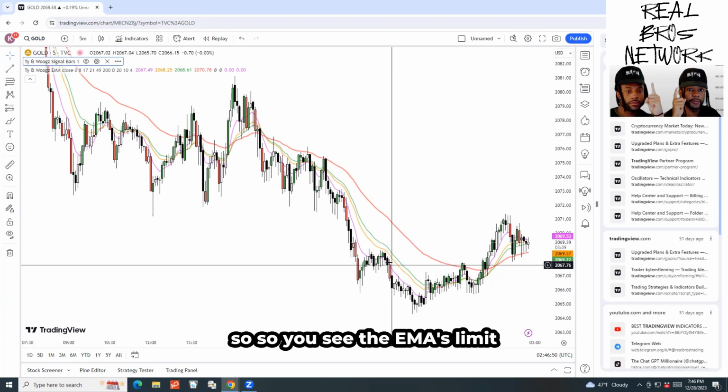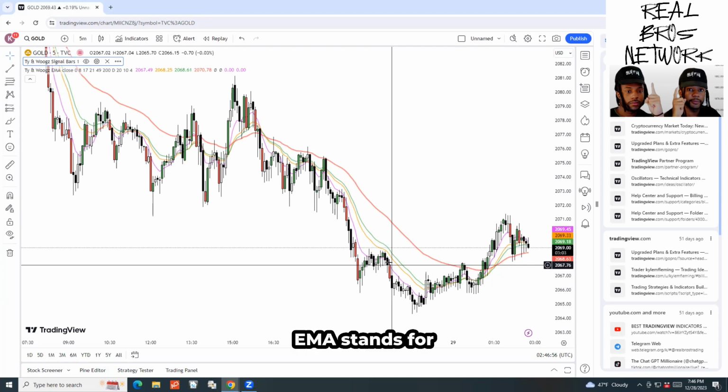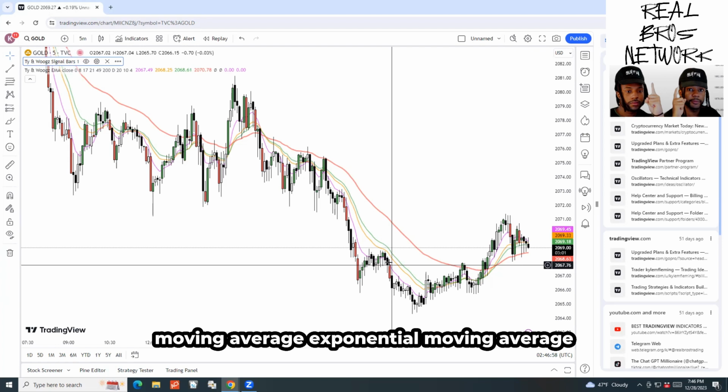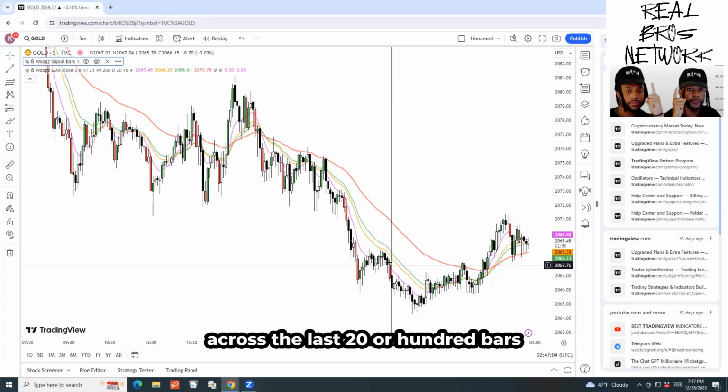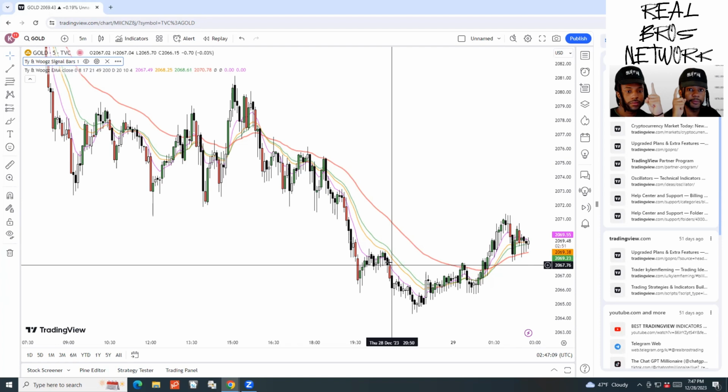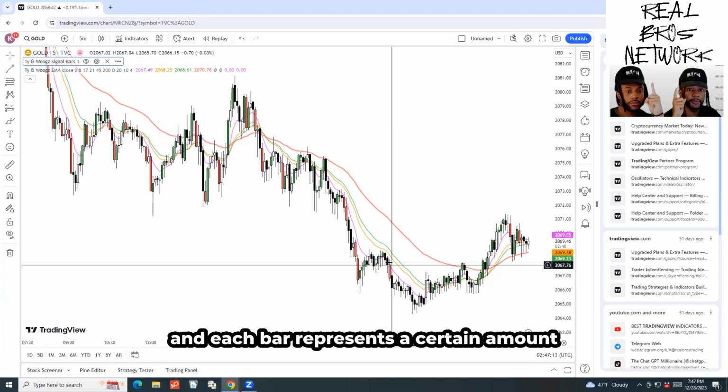So you see the EMAs. I'll go into more detail on it. Right now, what does EMA stand for? EMA stands for exponential moving average. So it's the average price across the last 20 or 100 bars. So that's just the average price across the last 200 bars, and each bar represents a certain amount.